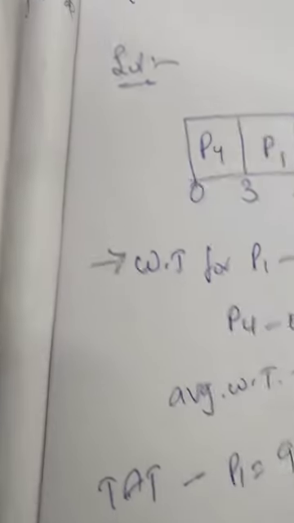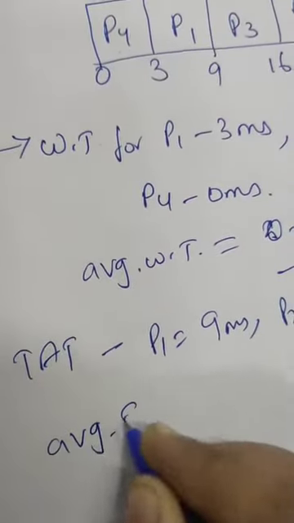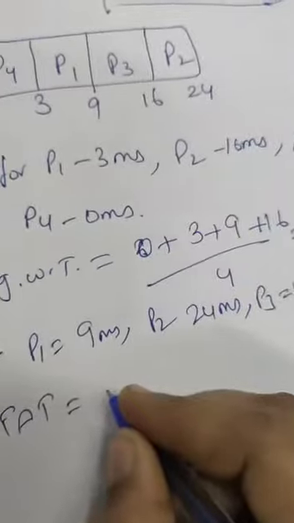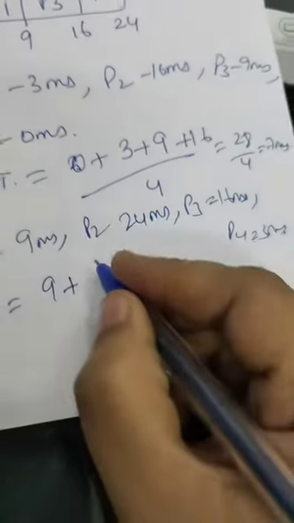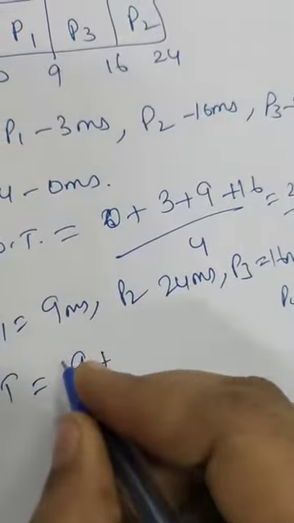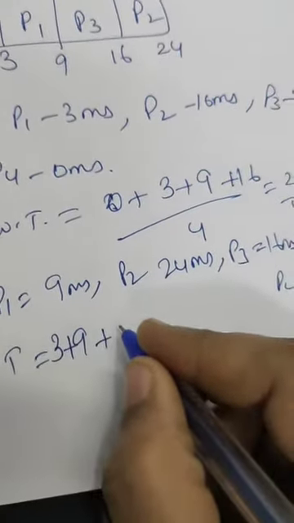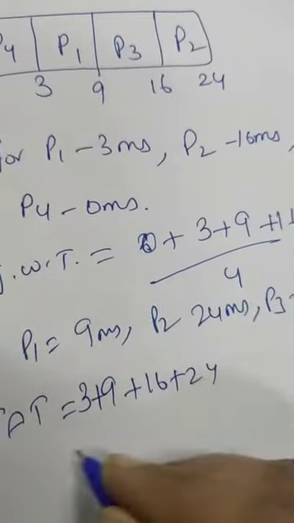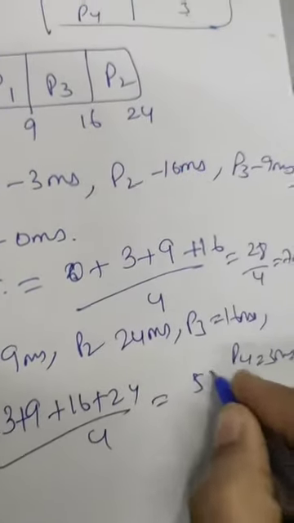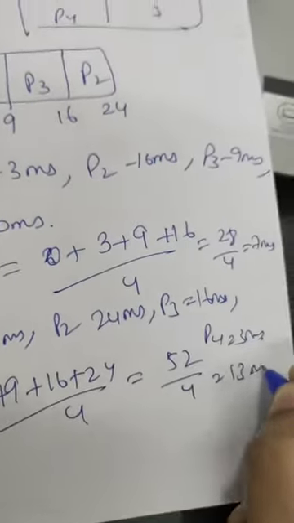Now the average turnaround time: 9 plus 3 plus 16 plus 24 by 4, which means 52 by 4, that is 13 milliseconds.